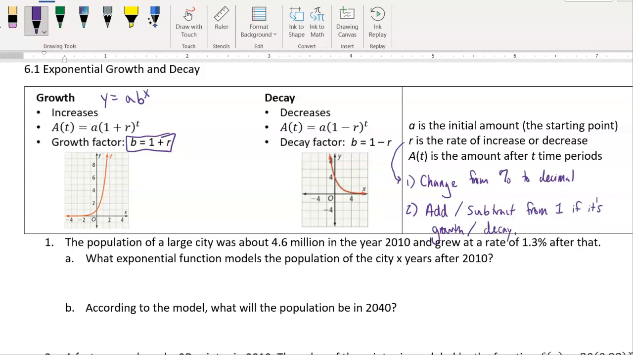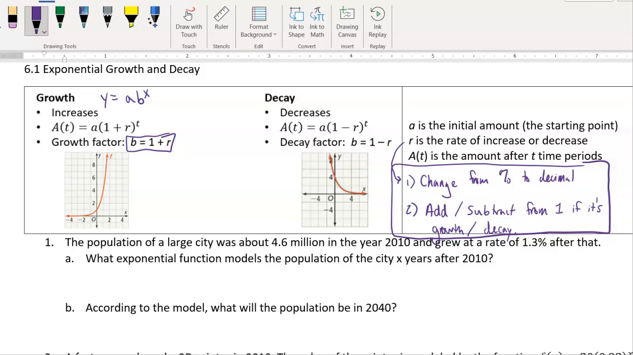So in a situation where they say the population is decreasing or it's losing value by a certain percentage, we would take that percent, change it to a decimal, and subtract it from 1. So that's what I want to talk about next, that value for r. You see I have these two steps. In order to find our value for b, we change our percent to a decimal, and then we either add it to 1 if it's exponential growth or subtract it from 1 if it's exponential decay. So 1 plus r or 1 minus r, depending on if it's exponential growth or decay.